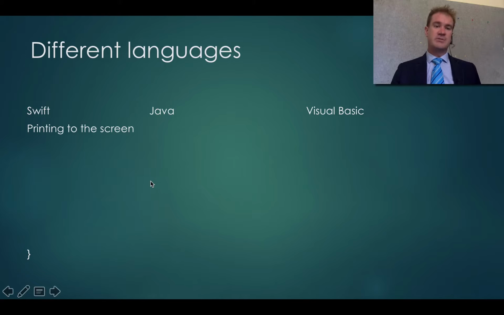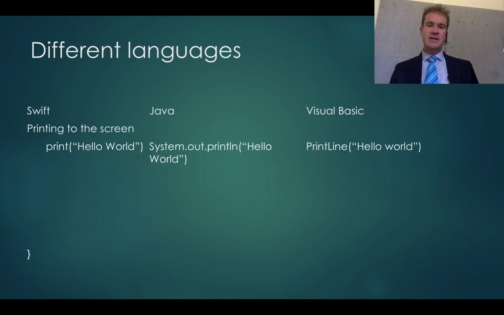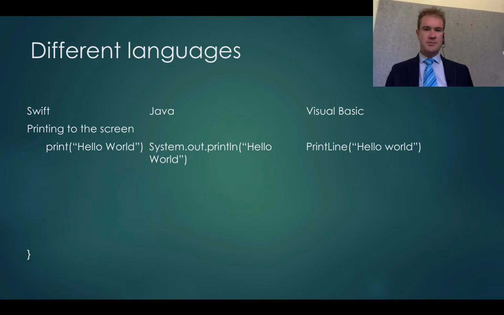So this is printing to the screen in Swift. We'd just write print and then in the brackets, quotation marks, hello world, and that would print to the screen, hello world. In Java, it's just system.out.println or print line, hello world, and Visual Basic, print line, hello world. So you can see here that they're very similar, and it's really just about learning those little subtle differences between each of the coding languages. So that's printing to a line.